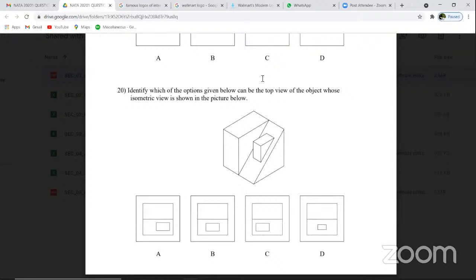Option A. Option A. Okay. Any other answer? No. Okay, just a second, I'm just trying to.